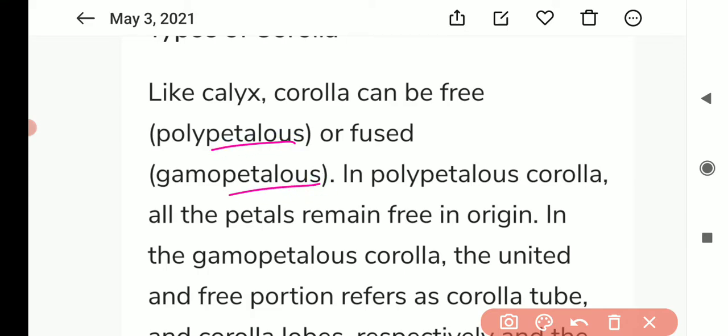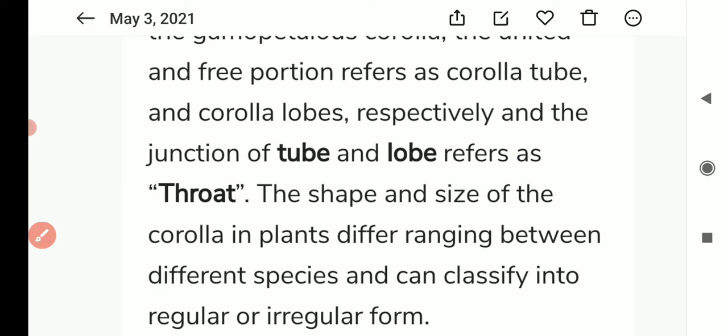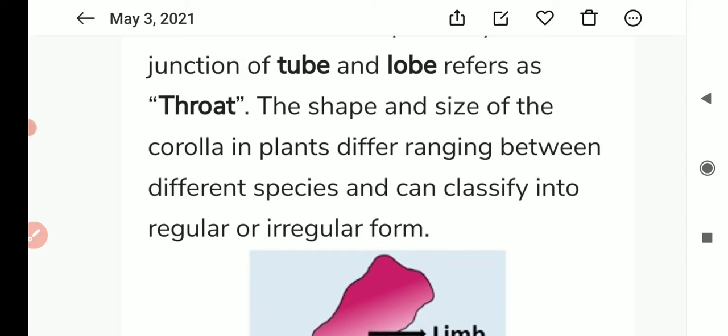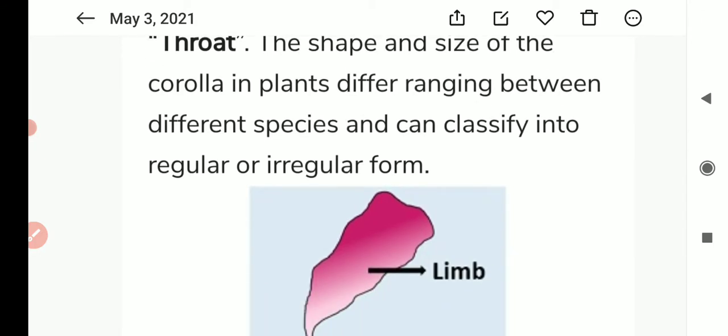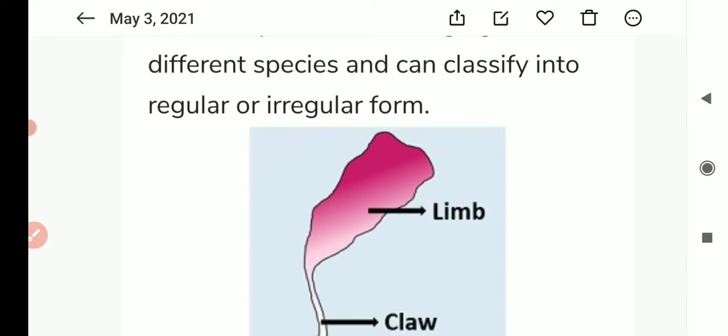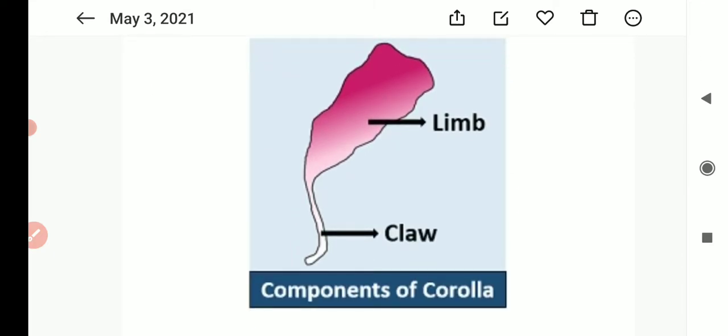In a polypetalous corolla, all the petals are free in origin, and in a gamopetalous corolla, the united and fused portion remains as a corolla tube, and the corolla lobes. The junction of the tube and the lobe is the throat. The shape and size of the corolla in plants differ from species to species, and we can classify them into the regular or the irregular form.